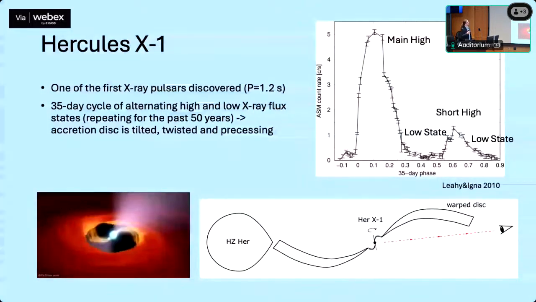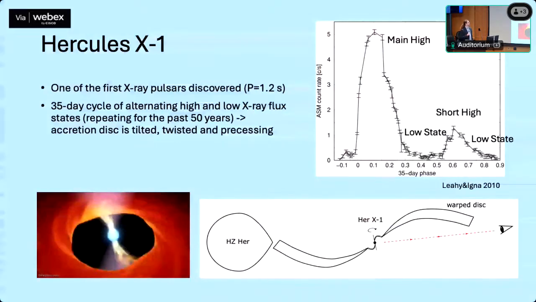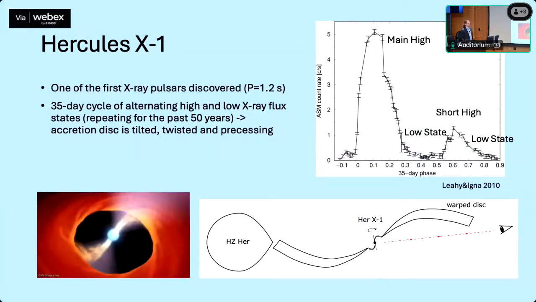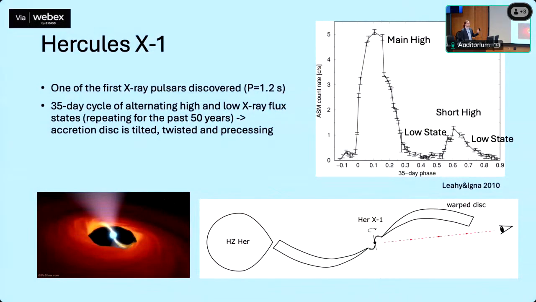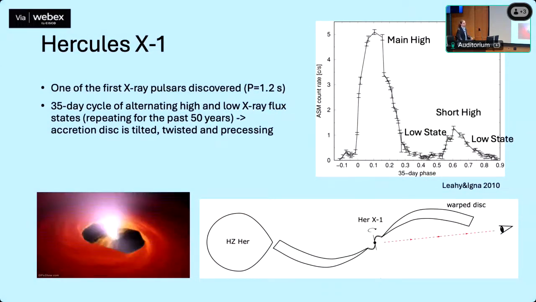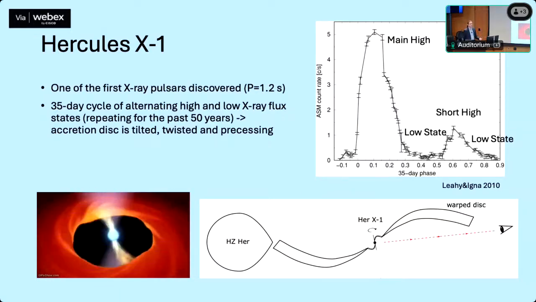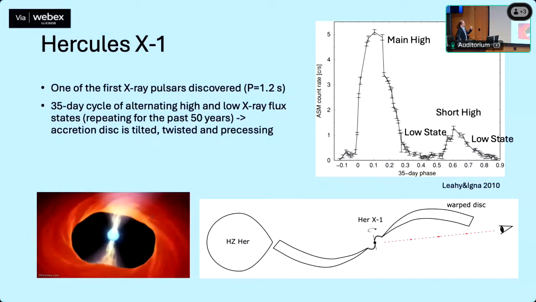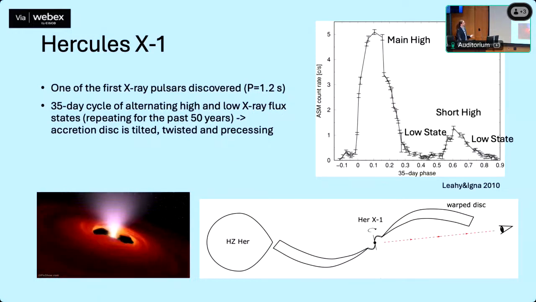But the most interesting thing about this source is this cycle that is about 35 days long of high and low X-ray flux states. This has been repeating for the past 50 years and has been studied in great depth. And these variations are not because of the mass accretion rate changing, but instead we have this warped disk that's seen almost edge on and is precessing with a period of 35 days. So there are periods of time where we can see the neutron star, which produces most of the X-rays, and we see a high state. But then there are other periods of time when the warped disk precesses across our line of sight and obscures the neutron star, and we see a low state.